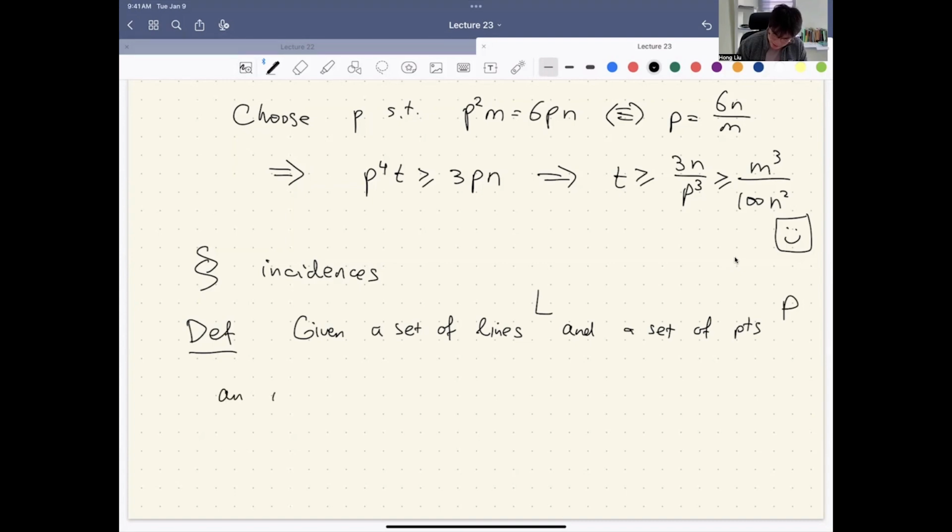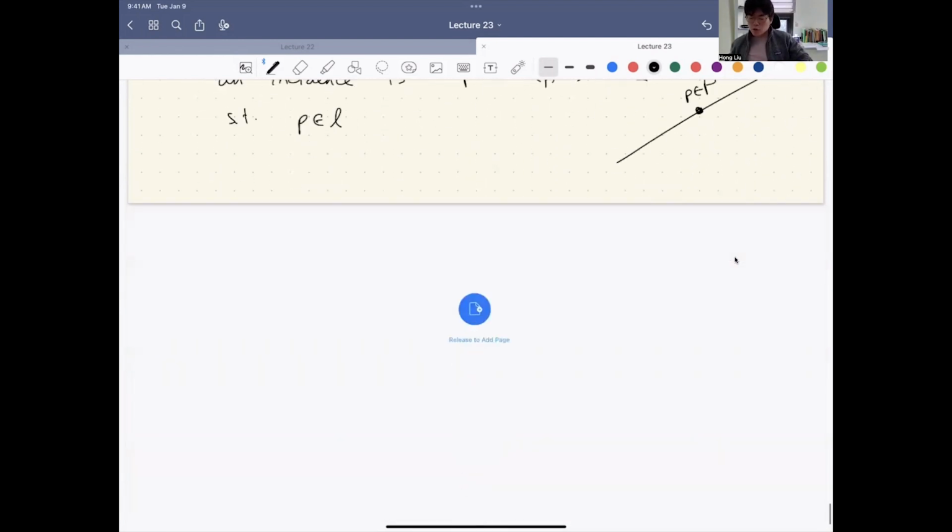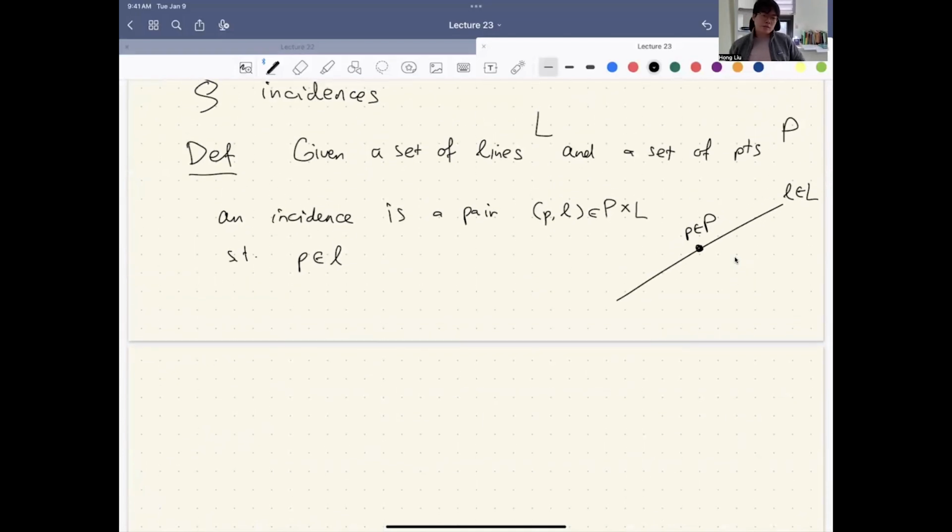An incidence is nothing but a point in P and a line in L such that this point lies on this line. For such a pair, that's an incidence. It's a pair (p, l) such that p lies in the line l. And what we want to do is to count, to estimate, to bound the number of incidences for a set of lines and a set of points in the plane.